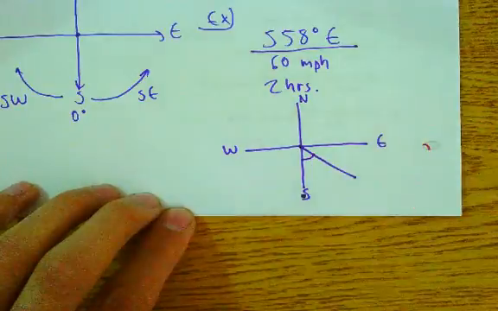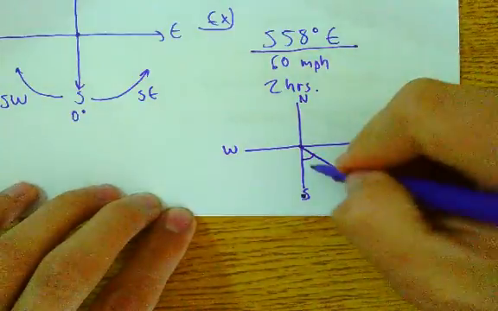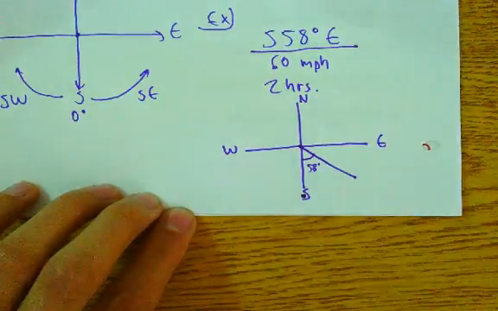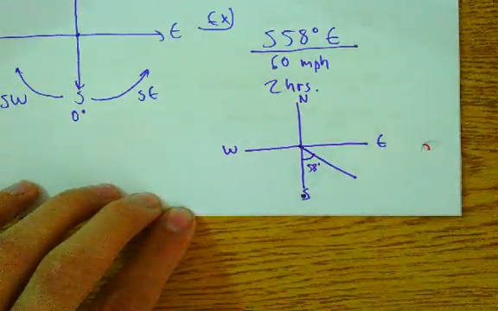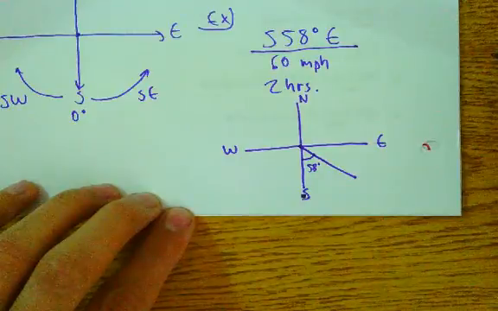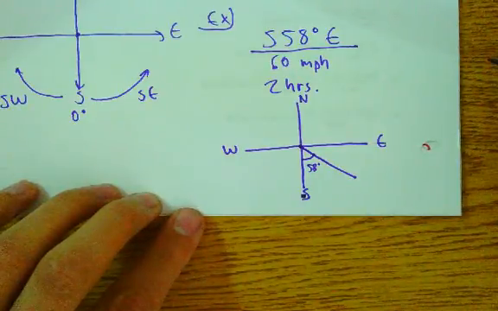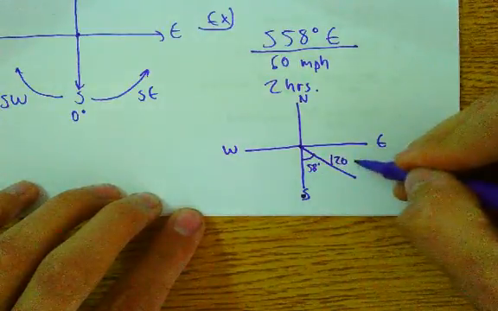58 degrees. And how far did I get? How much? 60 miles per hour at 2 hours? Okay. Cool? Do you understand the difference between a heading and a bearing?